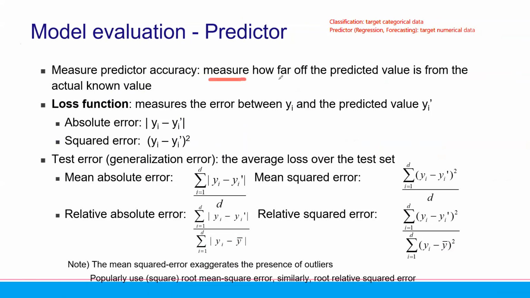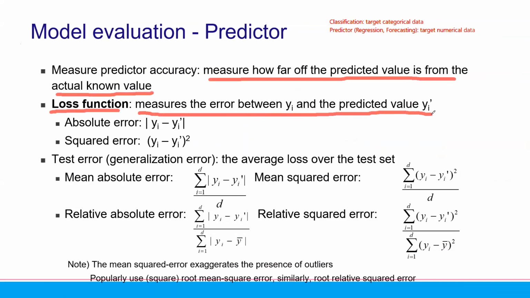It measures how far off the predicted value is from the actual known value. So we usually use the loss function. The loss function means we want to measure the error between yi and the predicted value yi prime. We call it the absolute error if it is just the subtraction, yi minus the predicted value. We call it the square error if we square it. We take the absolute value to make it not negative, or sometimes we square it to eliminate the negative, and then at the end we take the square root.